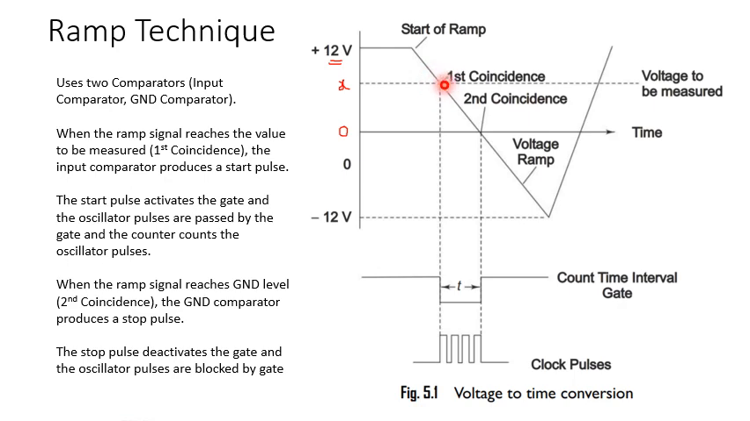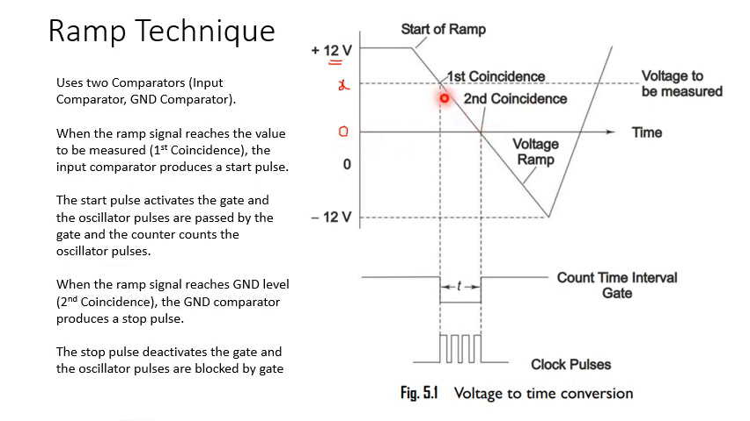Then what happens, your ramp signal decreases and it will reach this value, ground. When your ramp signal reaches this value, what you have is a second coincidence. Now the second coincidence happens when you have a ramp signal equal to ground level. So these 2 points you have to remember. First coincidence when your ramp becomes equal to the voltage that you want to measure, and the second coincidence is when your ramp signal value becomes equal to ground level.